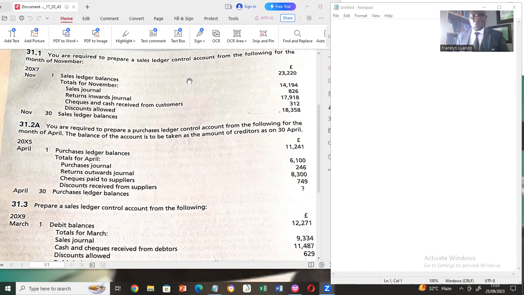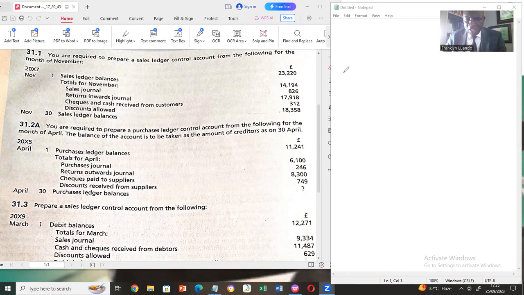In today's video, we are going to look at control accounts. We shall look at the definition of control account, types of control accounts, and then the preparation of the control accounts. This video is for students who are doing the knowledge level of accountants, ACCA knowledge level, CIMA foundation level, and ZICA knowledge level.